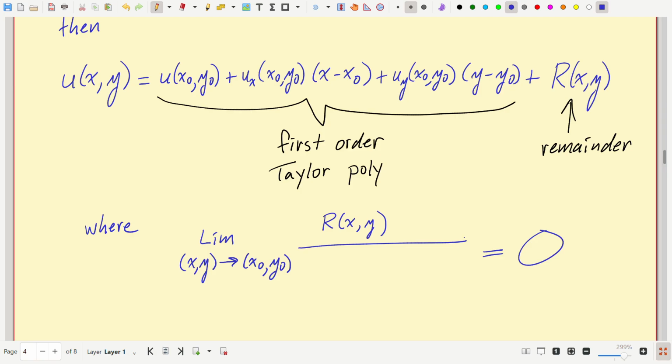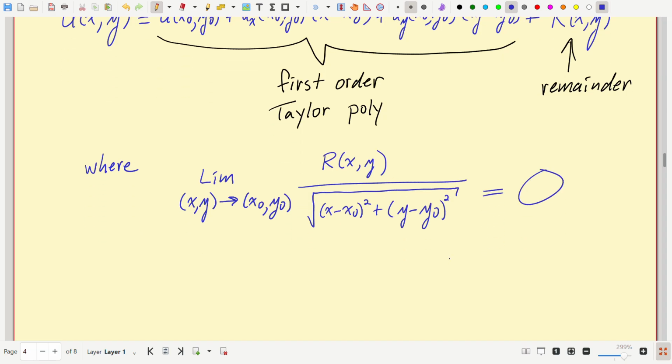But it goes to 0 so rapidly that even when I divide by something that goes to 0, like the distance between the 2 points xy and x naught, y naught, it still goes to 0. So that's fast, swift going to 0.